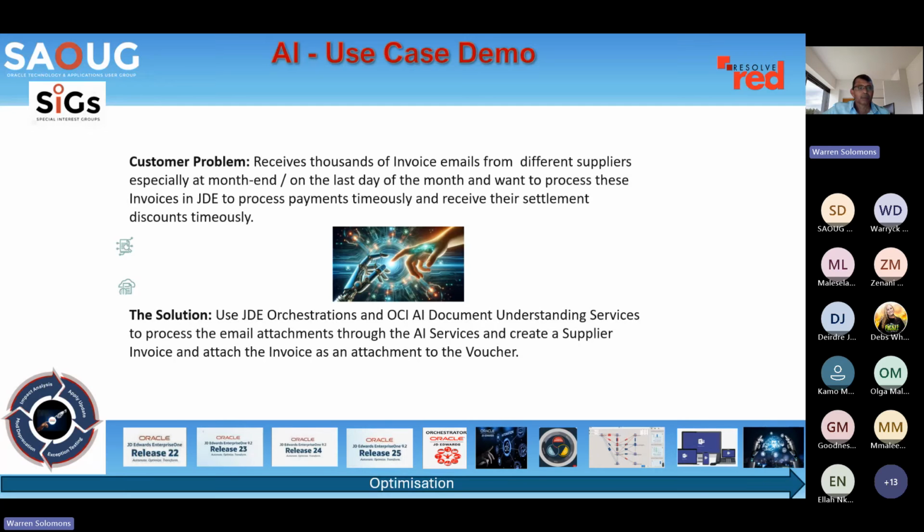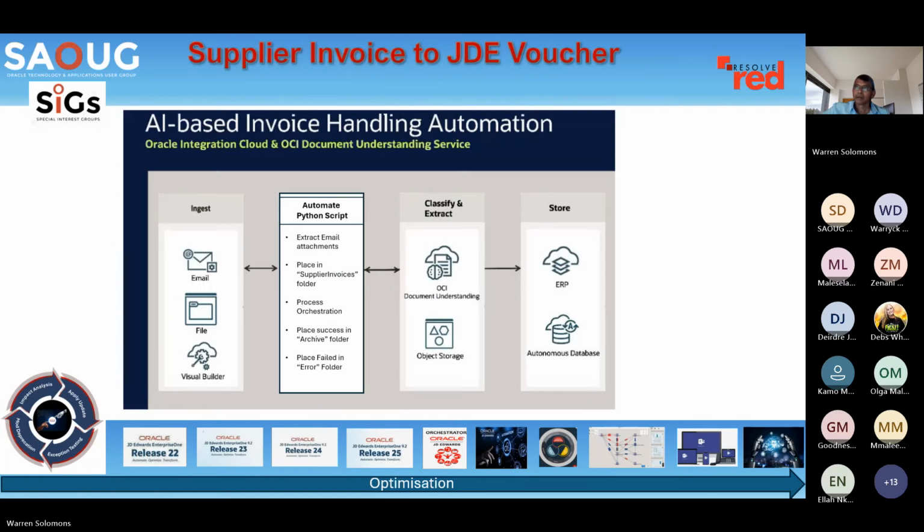So the solution is we're going to use JD Edwards orchestrations and OCI AI document understanding services to process the email attachments through the AI services and create a supplier invoice and attach an invoice as an attachment to the voucher. So in our demo process, this is the integration between the cloud, OCI document understanding services, and JD Edwards.